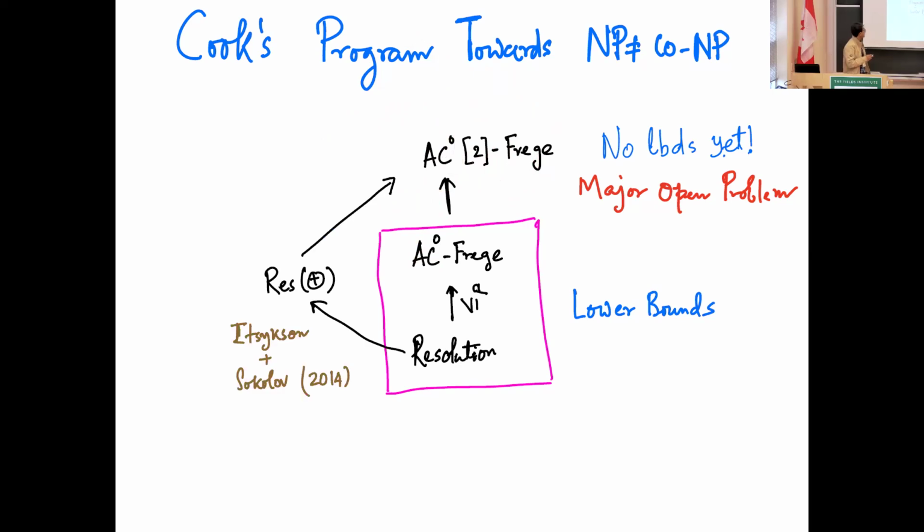And then in 2014, Itsykson and Sokolov introduced this interesting model, which is a variant of resolution obtained by adding the mod 2 counting primitive to it, which they called Res(⊕), and we will denote it by this. So it sits somewhere between resolution and AC0[2] Frege. The idea was that it seems like just a perturbation of resolution. So if we want to eventually prove lower bounds against AC0[2] Frege, it would be good to understand this system.